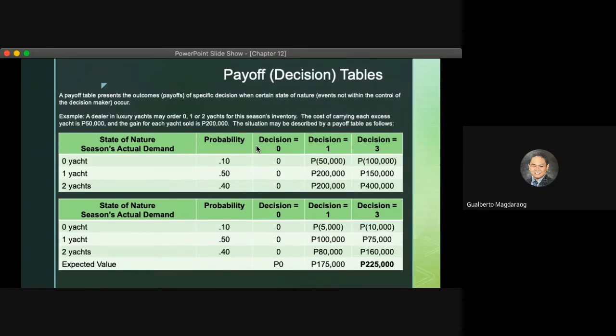Okay, and then we have three state of nature. It's either there will be zero demand or one demand, isa lang ang may gustong bumili, or two demand, merong dalawang gustong bumili ng yate. And we will now apply yung natutunan natin sa probability na we have to simply multiply the probability. Okay, there is a 10% chance na zero ang demand. There's a 50% chance na may bibiling isa. And then there is a 40% chance na may bibiling dalawang yate.